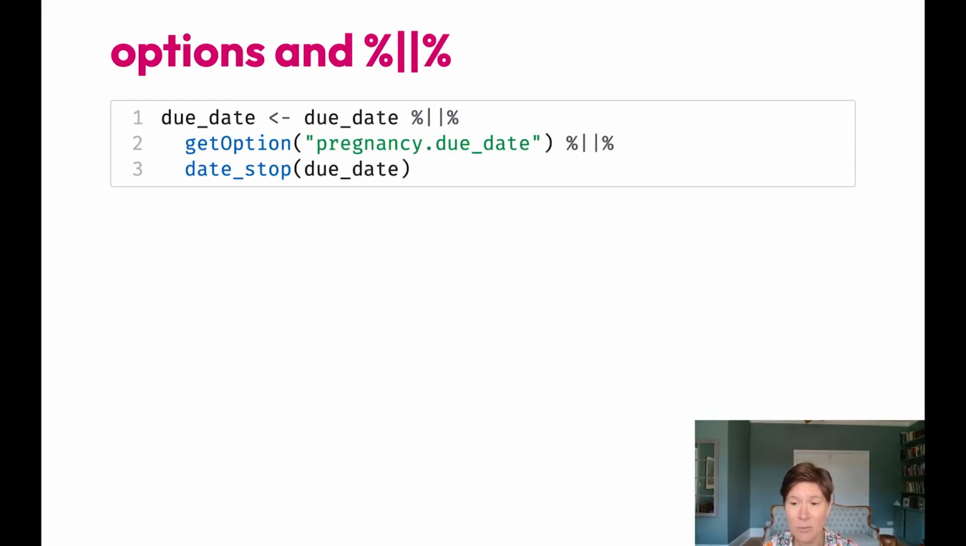But if it's null, as it will be by default, the null coalescing operator at the end of line 1 kicks in, and it's going to look for an option to see if that's been set, the pregnancy dueDate option. If it has, again, we're good. We're done on line 2. But if not, that option is null, and the null coalescing operator at the end of line 2 kicks in, and we look to line 3, in which case we're going to get an error message as generated by the dateStop utility function.